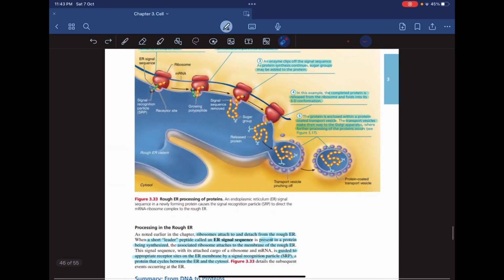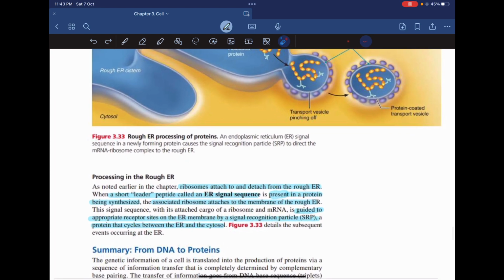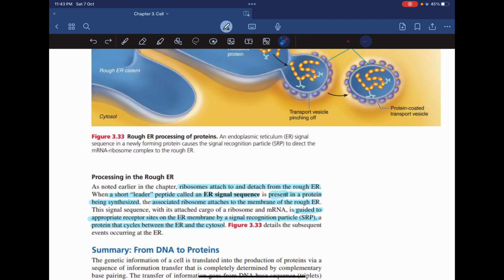Okay, so let's go to this paragraph. I don't remember that it came, but let's go through it. Ribosomes attach to and detach from the rough endoplasmic reticulum when a short leader peptide called the ER signal sequence is present in a protein being synthesized. So when the protein is being synthesized, there is an ER signal sequence, and the associated ribosome attaches to the membrane of the rough ER.